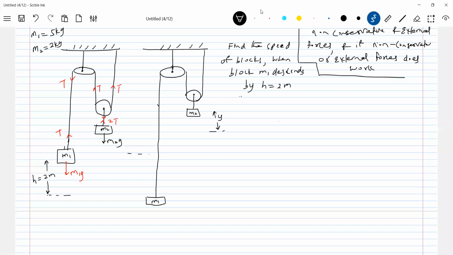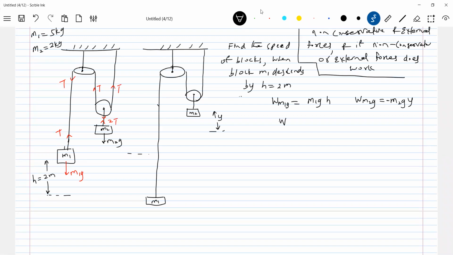Okay, let's do one thing. Let's write all the things. Work done by M1G: the force M1G acts in the direction of displacement H, so it's positive, no? Keep it here. Work done by the weight M2G should be equal to minus M2G into Y. Why negative sign? It does negative work.